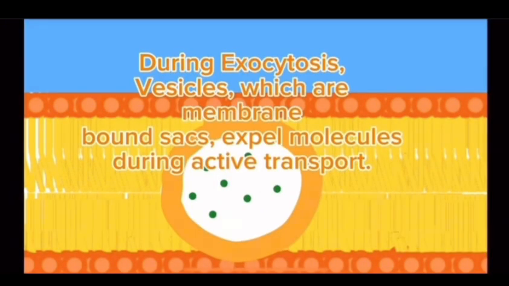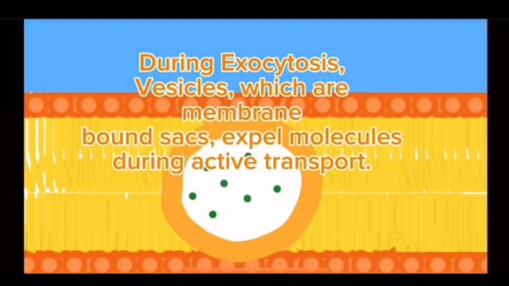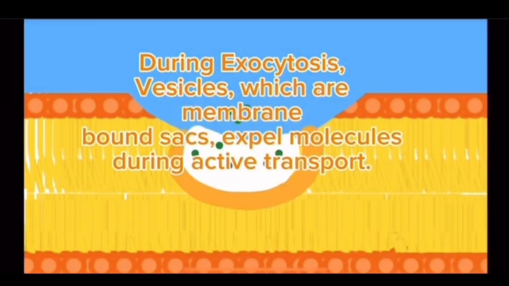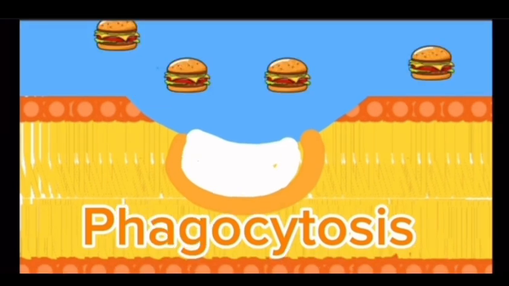Now, another thing that's important when we're talking about active and passive transport is endocytosis versus exocytosis. During exocytosis, vesicles, which are membrane-bound sacs, expel molecules during active transport. During endocytosis, they do the opposite. There's three types of endocytosis. Pinocytosis, which is known as cell drinking and occurs with smaller molecules. Phagocytosis, which is known as cell eating and is used to engulf larger molecules.